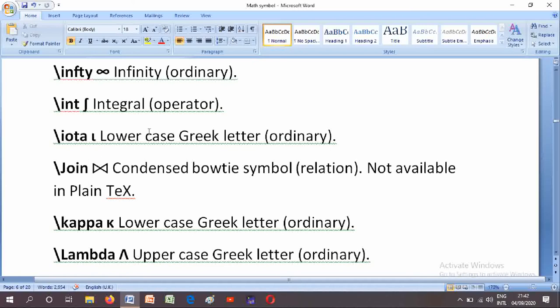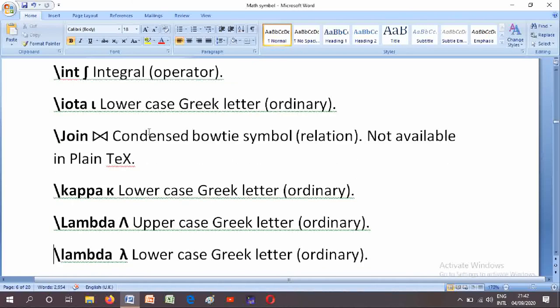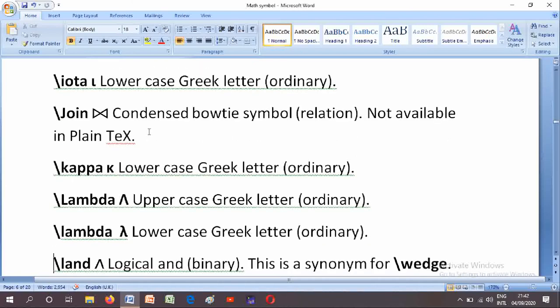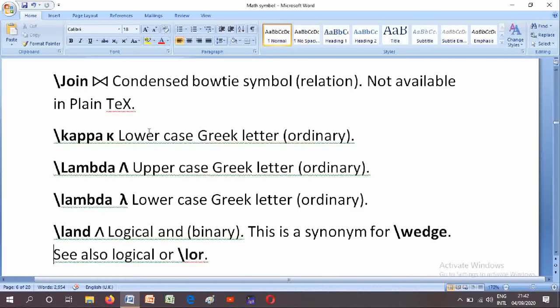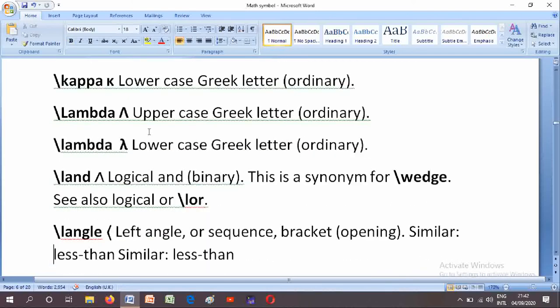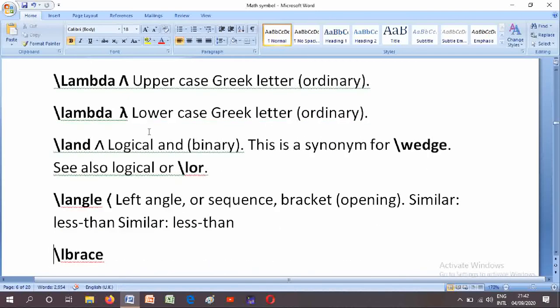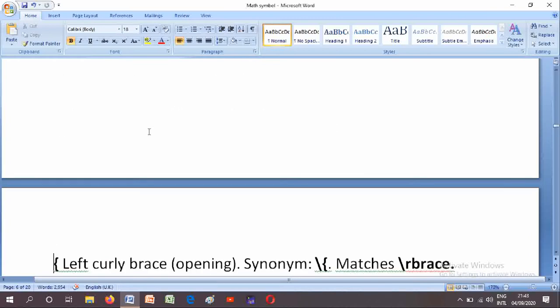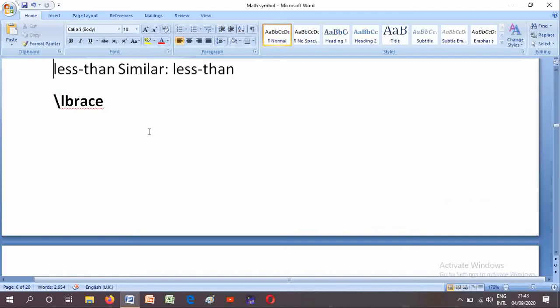\kappa, lowercase Greek letter kappa. \Lambda, uppercase Greek letter, \lambda, lowercase Greek letter. \land, logical and, binary, this is a synonym for \wedge, see also \lor. \langle, left angle or opening bracket, similarly \lt, less than. \lbrace.